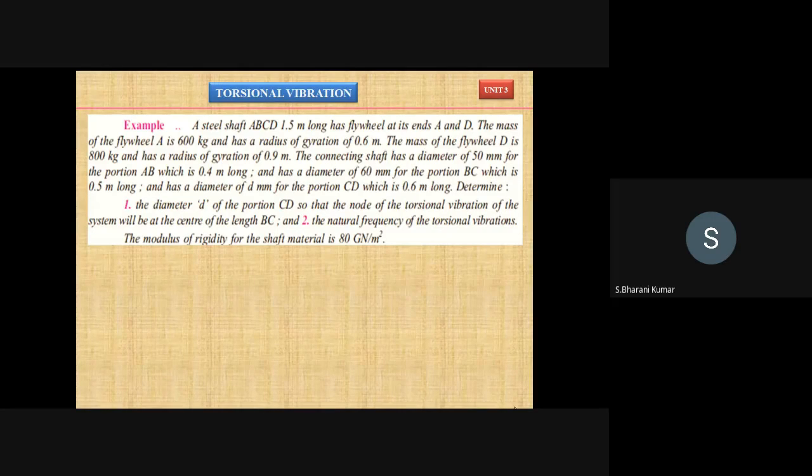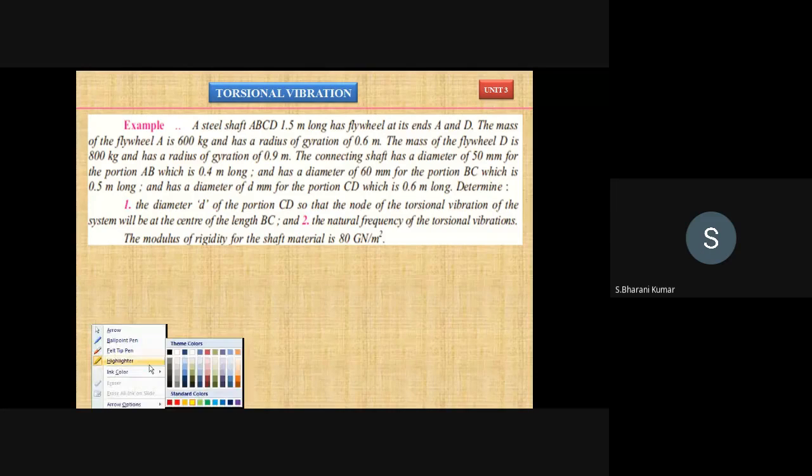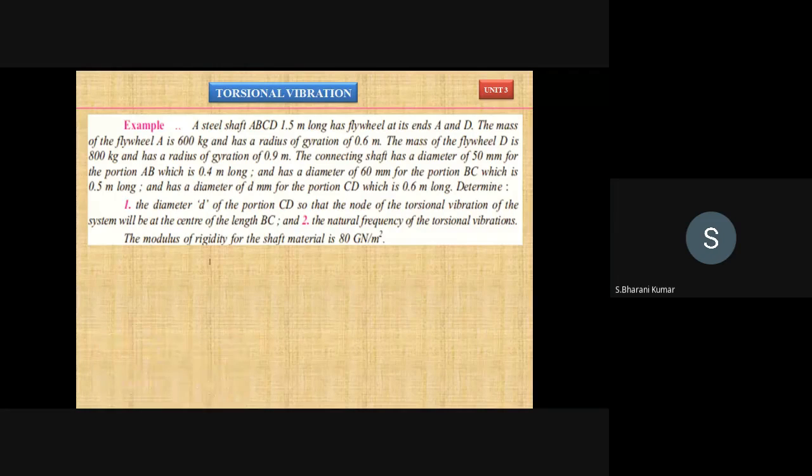You want to find out the diameter now. The third diameter is not mentioned here. Look at the diameter, it's not given here. The diameter D, that's the thing you want to find out here. For that also the length will be given as 0.6.